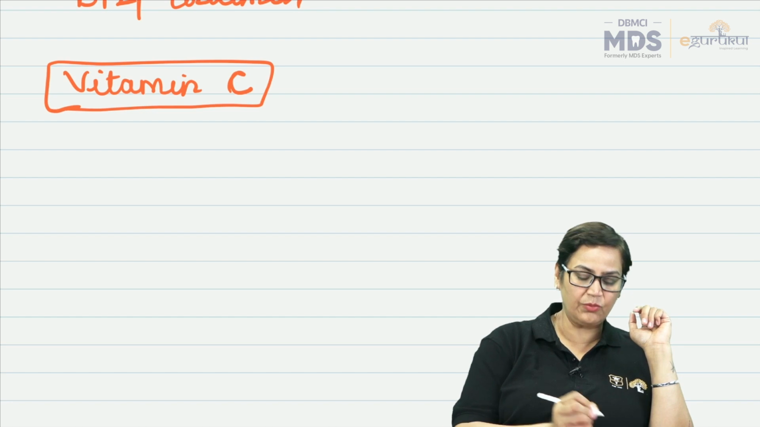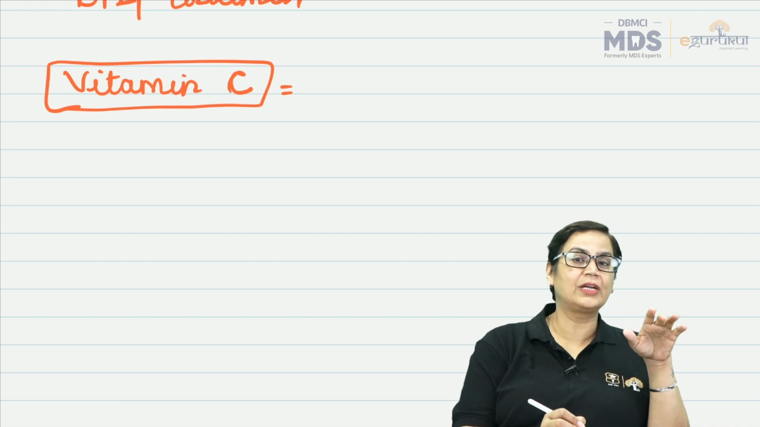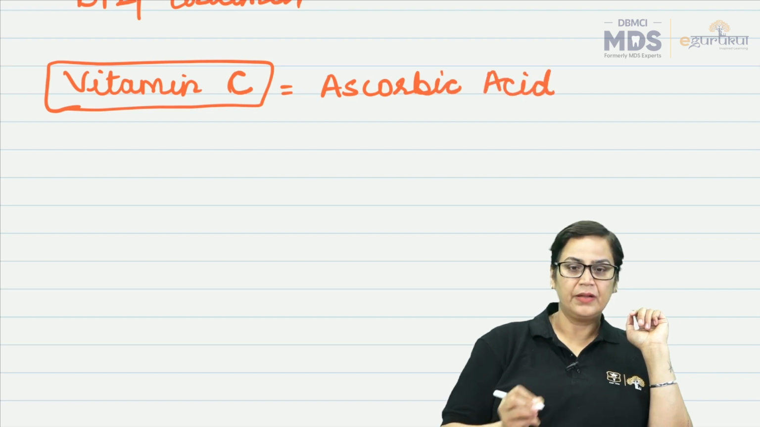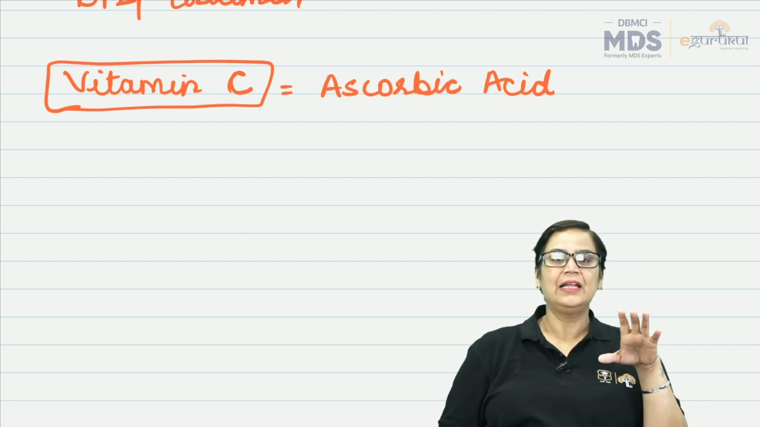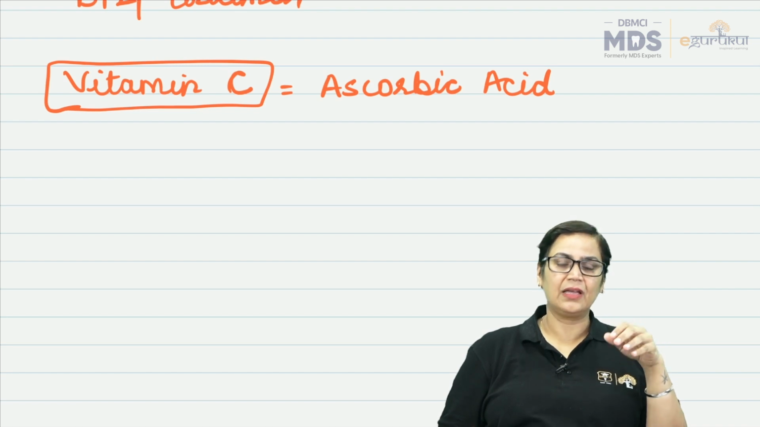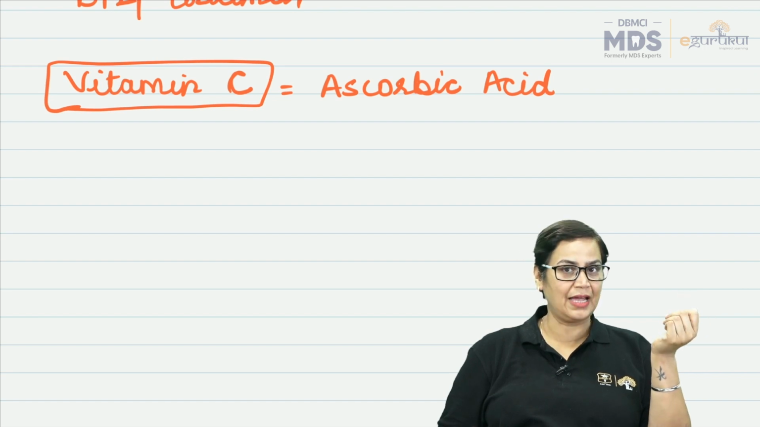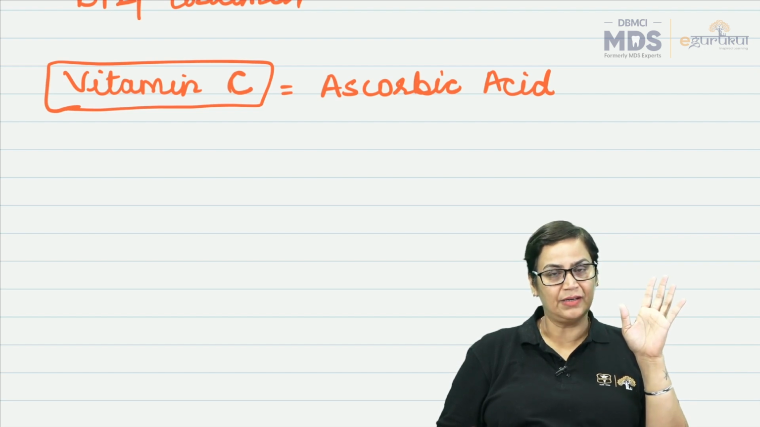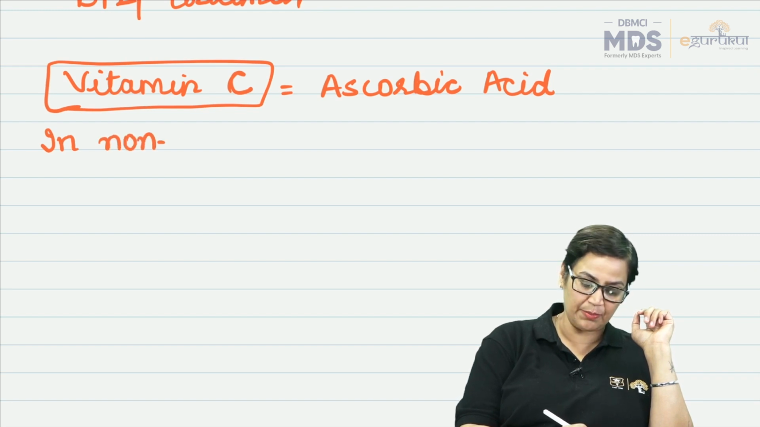Very, very important vitamin. Now why it is important? Because first of all, what is the active form? It is ascorbic acid. Right? Now see, there is one very interesting feature about this, that vitamin C in humans cannot be synthesized. That is why it has to be provided from outside diet. But in non-primates, ascorbic acid is synthesized. Okay, I'll just write it in non-primates because this question has been asked in the exam.